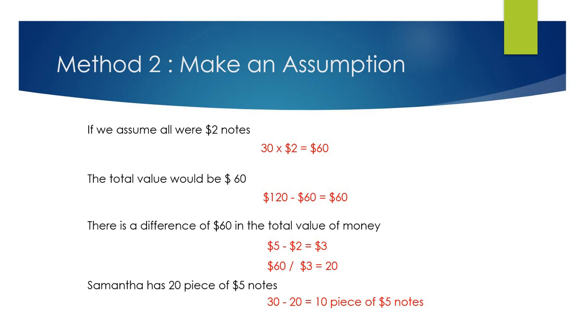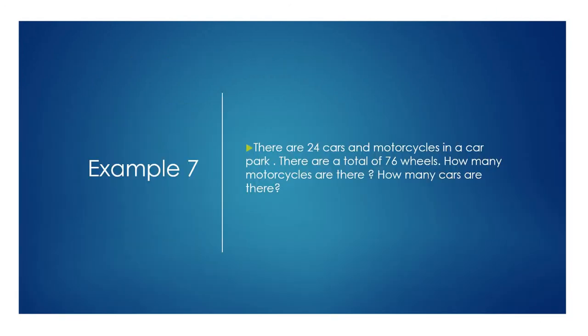The question is, there are 24 cars and motorcycles in a car park. There are a total of 76 wheels. How many motorcycles are there? How many cars are there? So please follow the steps and solve the problem. I will come back to you in 5 minutes with the correct answer.